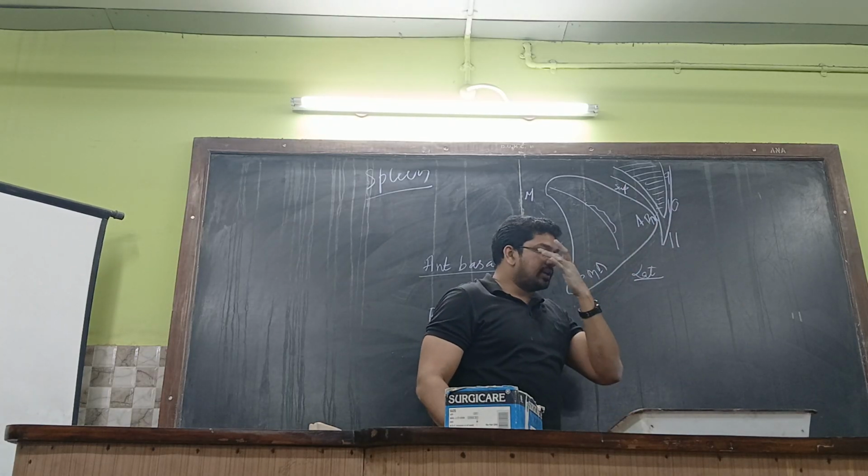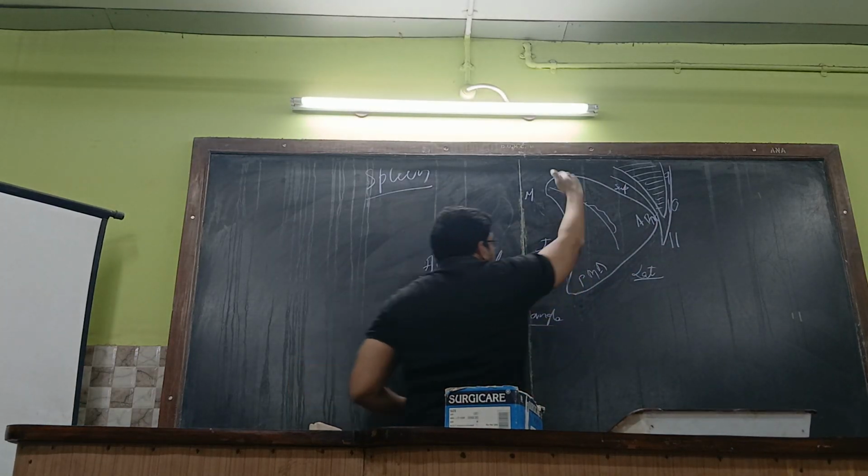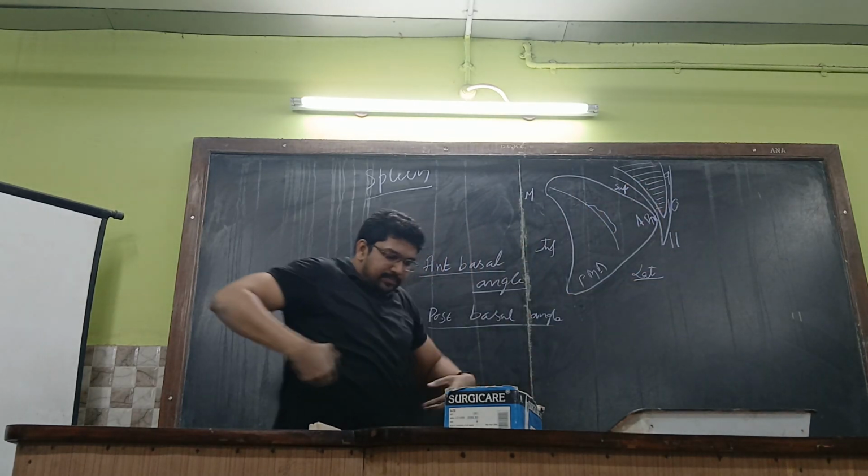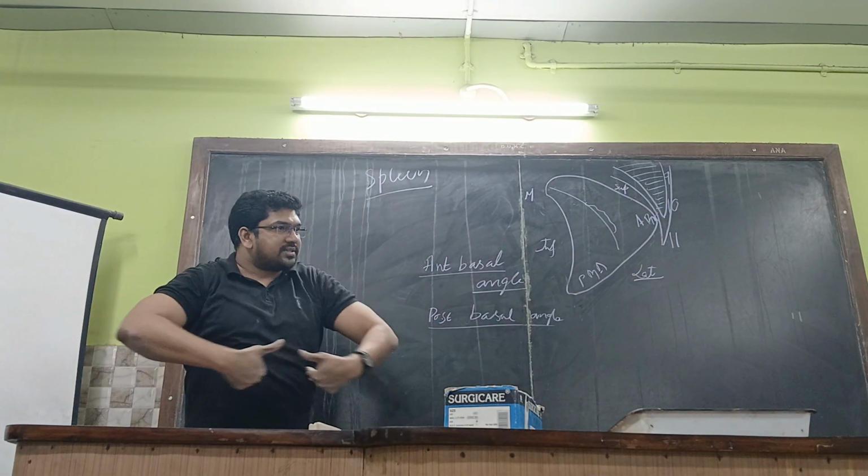Getting it, right? So this is the obliquity of the spleen which will be carried by the 10th rib in this manner. Ribs are directed obliquely downwards. Isn't it? Right?